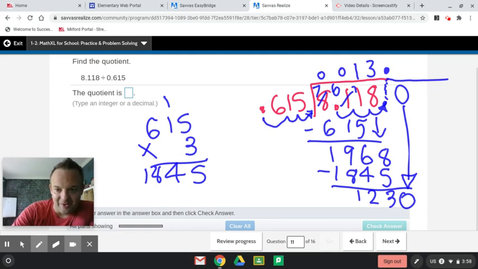You know why it's 2, guys? 600 times 2 is 1,200, and then 15 times 2 is 30, so it is 2. $13.2.